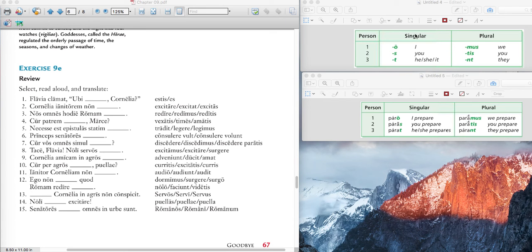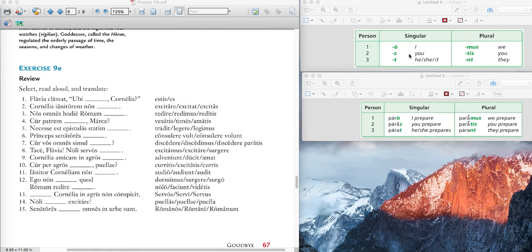First person singular, we start with the person that is closest to ourselves, you could say, and that is I, right? I am the center of the universe, so to speak. It starts with me. So I, first person singular, verbs will end with an O. As we see down here, paro, I prepare. The O means I here.